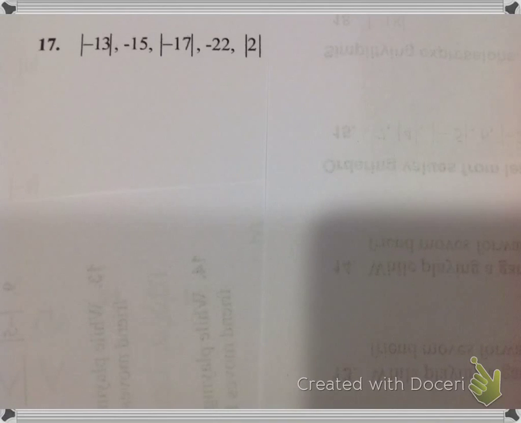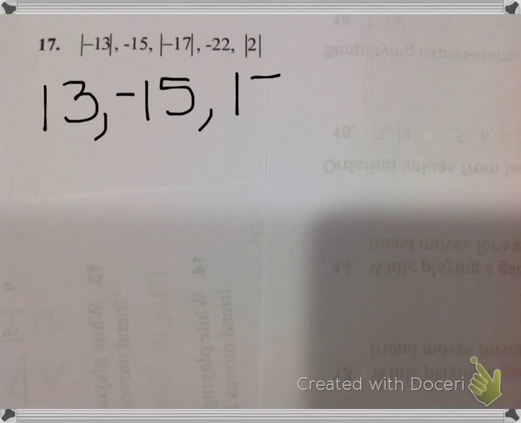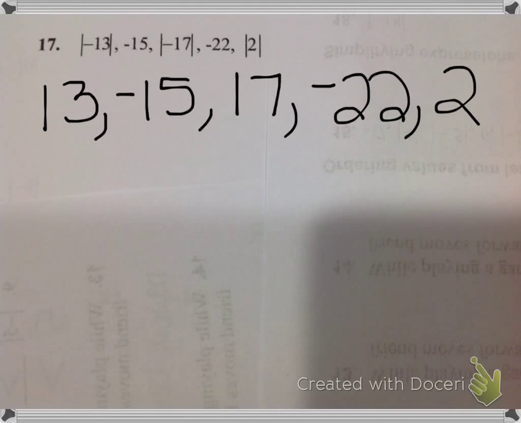Okay, I have the absolute value of -13 is 13. Then we have a -15. We're just going to bring that down. The absolute value of -17 is 17. That's 17 away from 0. Then we have a -22. And the absolute value of 2. How far away is 2 from 0? That would be 2.